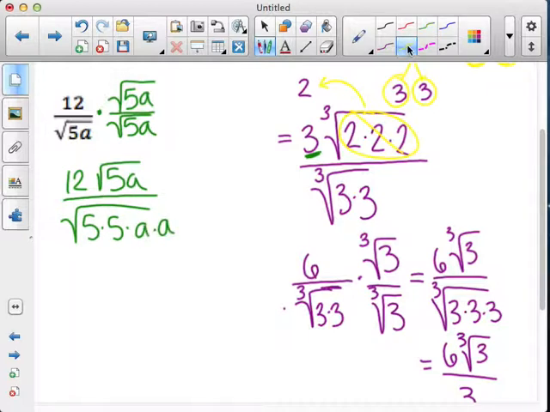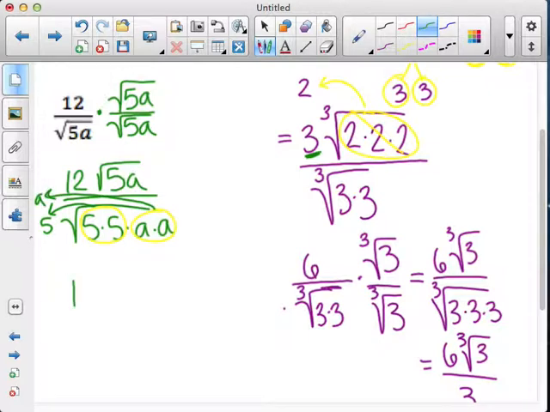So since we're doing square roots, I'm looking for groups of 2. So I have 2 5's and 2 a's. Well, 5 times 5 is 25, and the square root of 25 is 5, so out comes a 5. A times a is a squared, and the square root of a squared is a, so out comes an a.